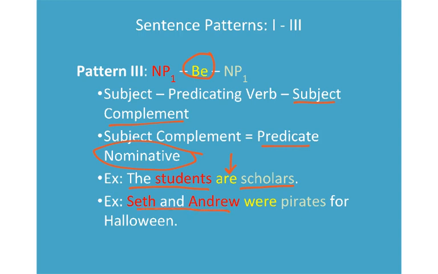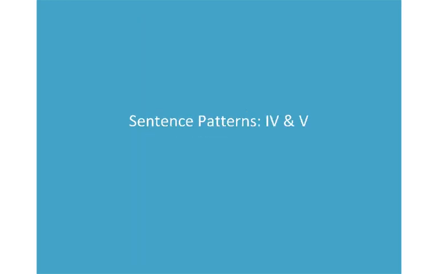Seth and Andrew, our subjects. Were is our to be form, and then pirates is the noun, and it's going to give us a noun phrase here, pirates for Halloween. Either way, the whole second half of the sentence is acting as another noun that's telling us what Seth and Andrew are. All right, now we're going to go into sentence patterns 4 and 5.